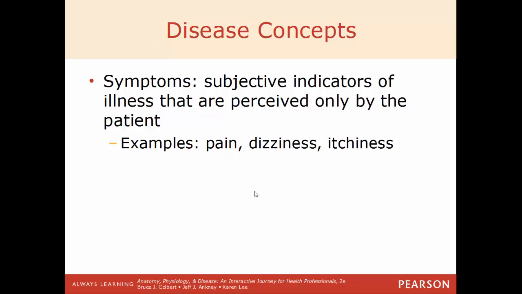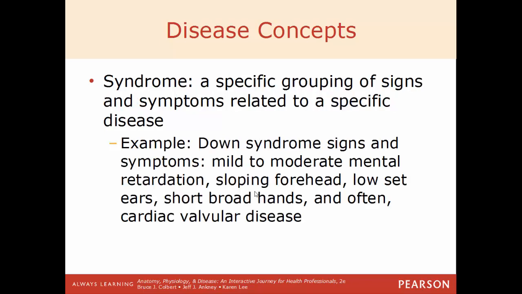Nothing that you can objectively measure precisely. Syndrome. This is a specific grouping of signs and symptoms that are related to a disease. For example, Down syndrome. Typical signs and symptoms: mild to moderate mental retardation, the sloping forehead, the low-set ears, the short hands tend to be very broad, and cardiovascular disease is very common, the spacing of the eyes, which goes along with the sloping forehead. All those are signs and symptoms of Down syndrome.